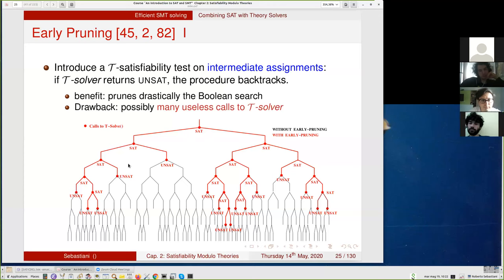Typically this saves a huge amount of search, with some drawbacks, because you may have some useless calls to the theory solver. So this call to the theory solver, this call, and this call produced no information. So this is the possible drawback. You cut a lot of search, but you have to pay a price for that: you have intermediate calls to the solver.